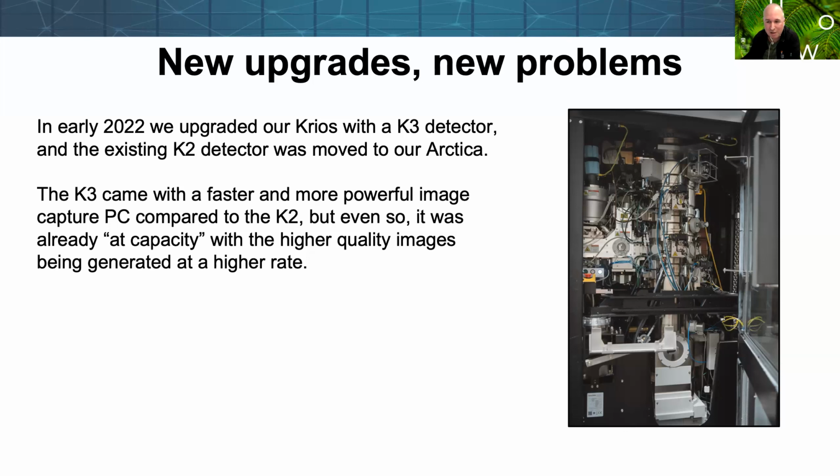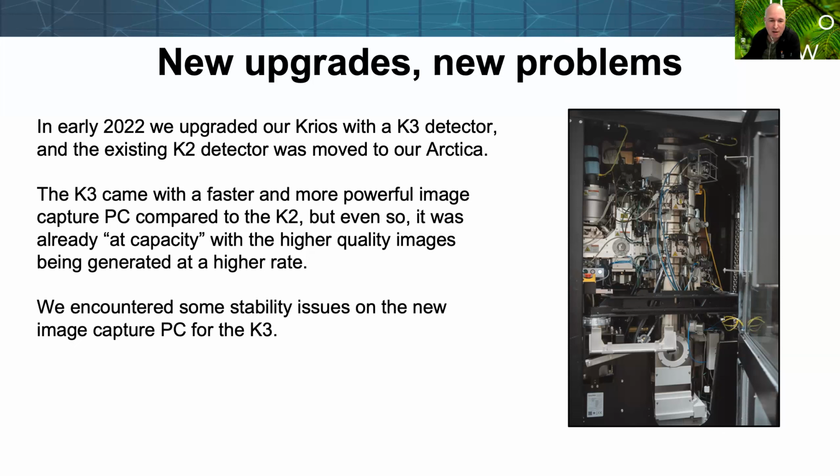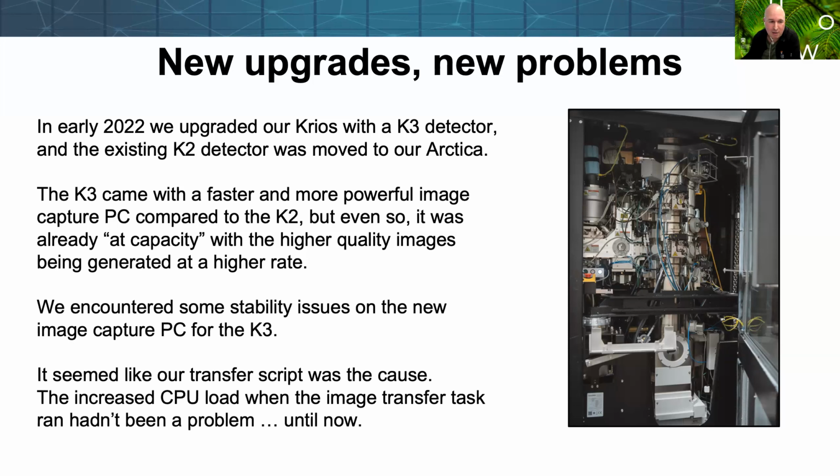It was a faster computer, but the detector also puts out higher quality images much more frequently. So it was still kind of at the limits of what that PC could do, just running the image capture process. And we found that on this new machine, we were having some stability issues, and it seemed like it was our transfer task that was causing them. When it ran, the CPU load, calculating which files to ignore and which ones to transfer, seemed to cause some stability issues, which was a problem that we hadn't had on the older K2 detector setup.